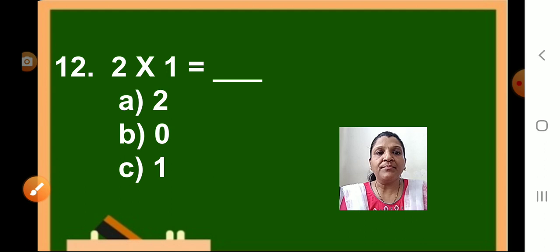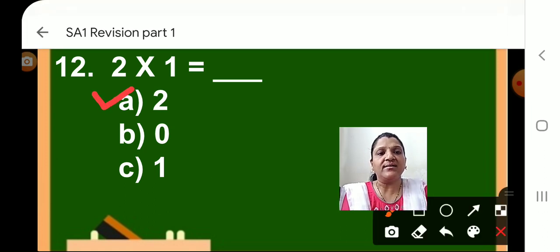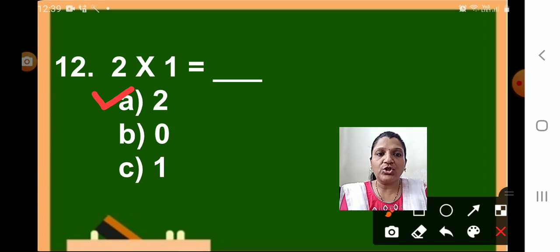Question number 12. Again here it's a table. 2 ones are dash. So now you must be knowing it. 2 ones are 2. Absolutely right. So which is the correct answer here? 2 ones are 2. So A is correct answer. A, 2. Now let's move to the next question.